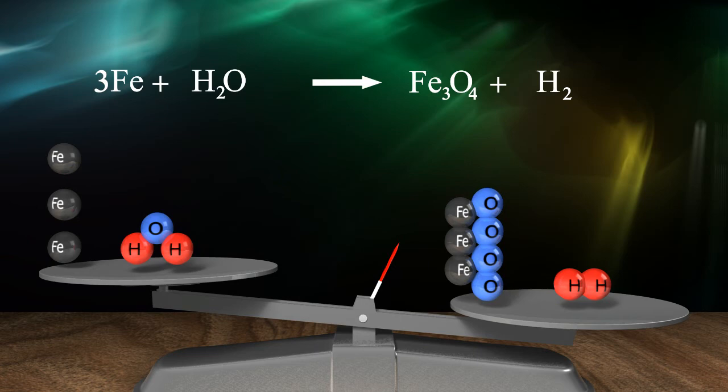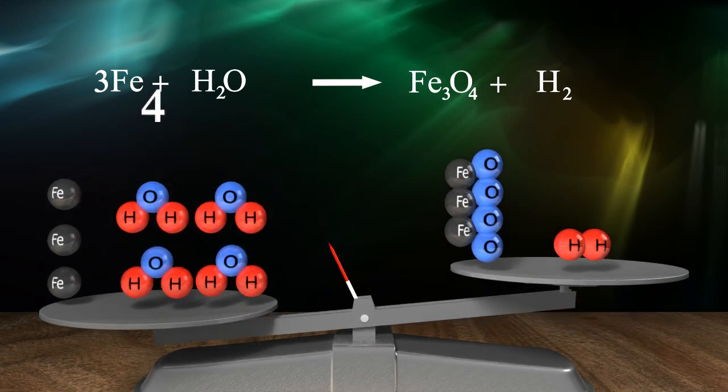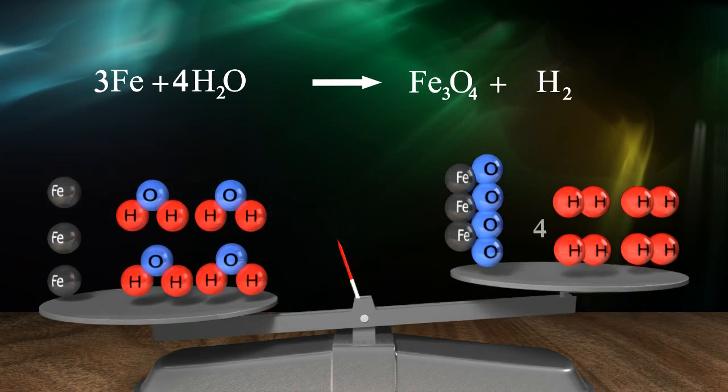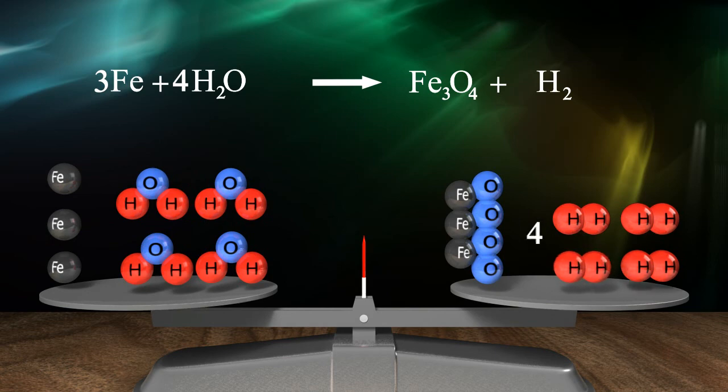To get 4 oxygen atoms in Fe3O4 on the product side, not 1 but 4 water molecules must actually be present as reactants. After losing 4 oxygen atoms, the 4 water molecules are left with 4 pairs of diatomic hydrogen on the reactant side, and they are released as hydrogen gas on the product side. Thus, the reaction releases not one but 4 pairs of hydrogen atoms on the product side.